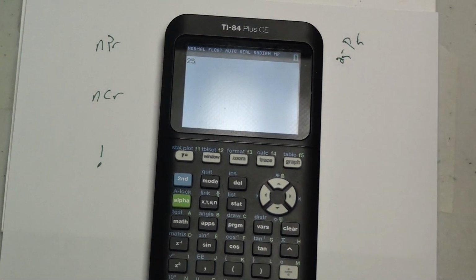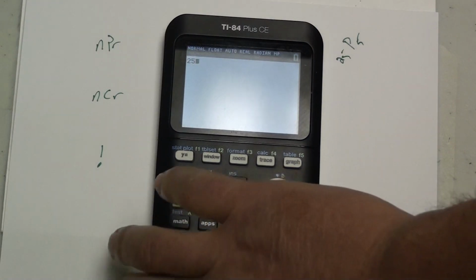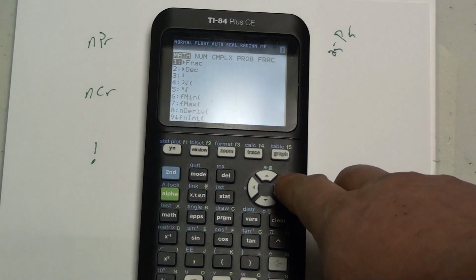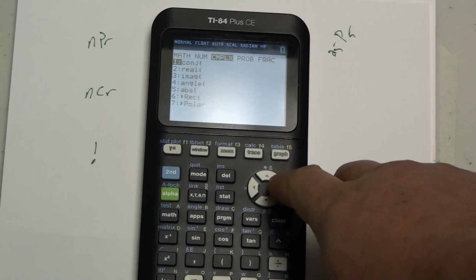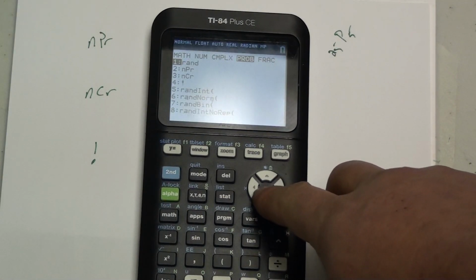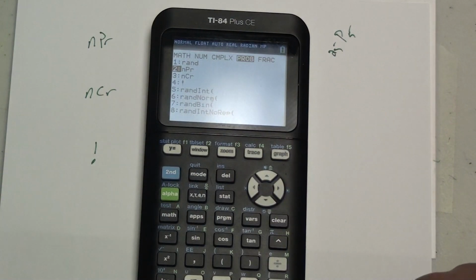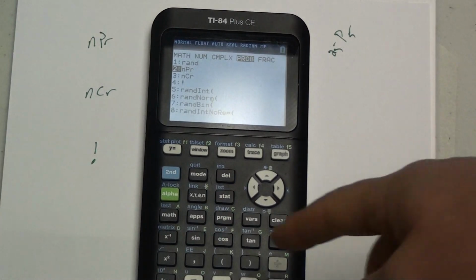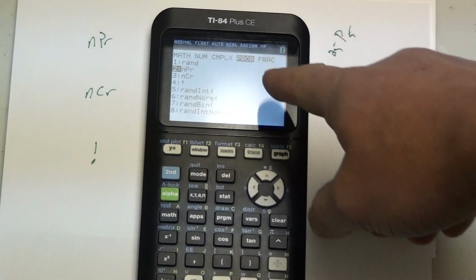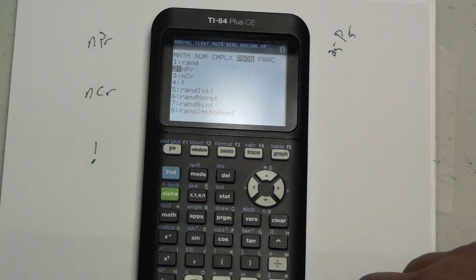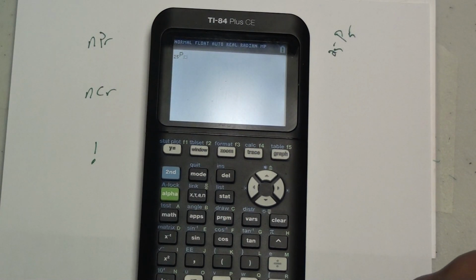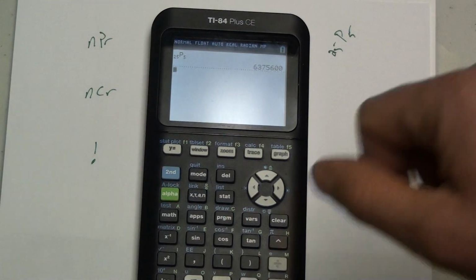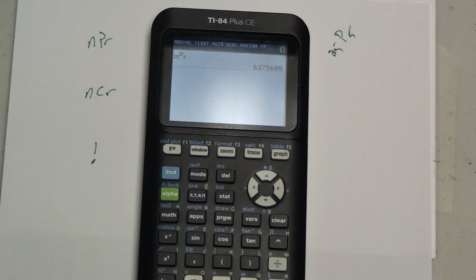Then to find the permutation button, you need to hit Math. Then you go across the screen till it says Probability. And then you go down to nPr. And you see below that you have the nCr and the factorial. They're all found in the same spot. That Math button, then you go across to Probability. So go nPr, hit Enter, and then 5. 25P5. Hit Enter and it gives you your answer.